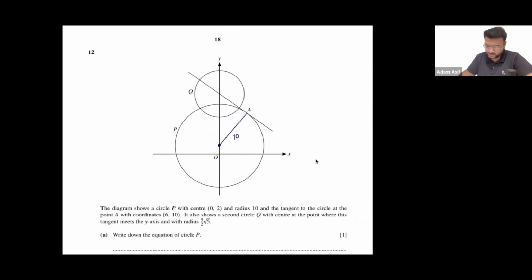And the tangent to the circle at the point A with the coordinates 6, 10. It also shows a second circle with center at the point where the tangent meets the y-axis. So that's the center of the second circle Q. And the radius is 5 upon 2 root 5. Okay. Write down the equation of the circle P.